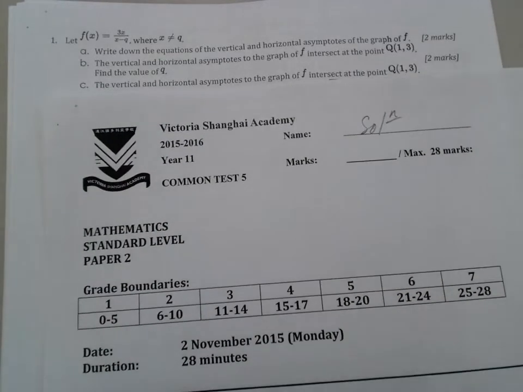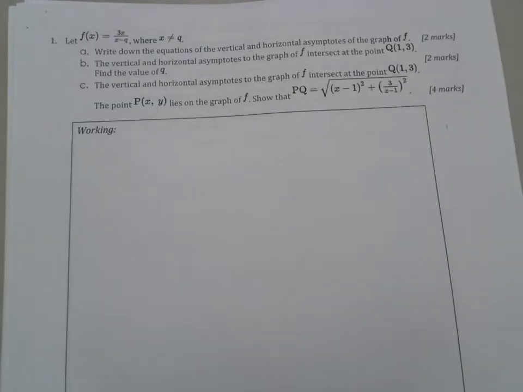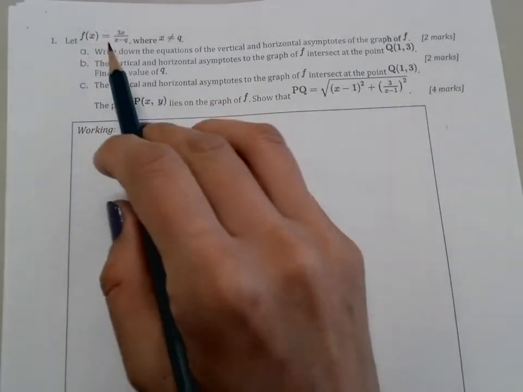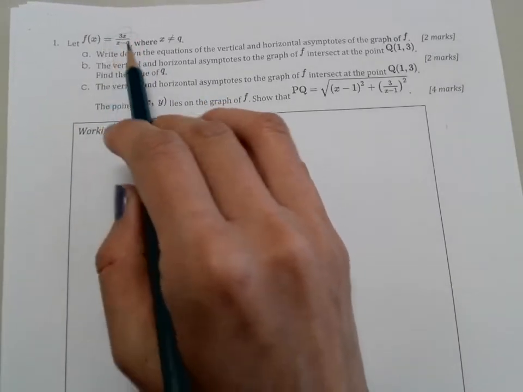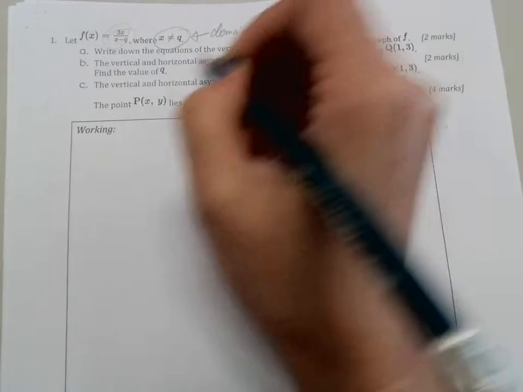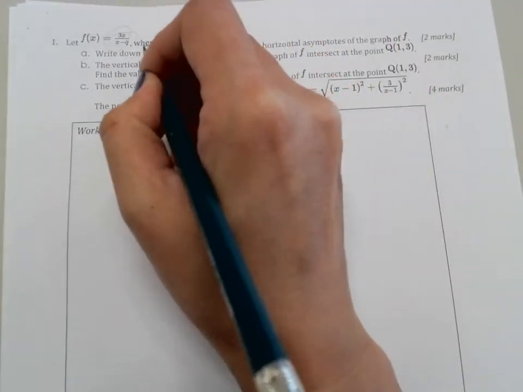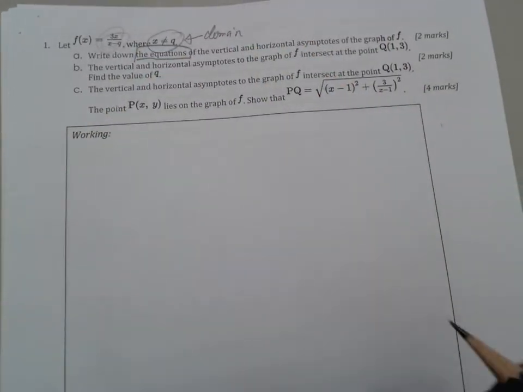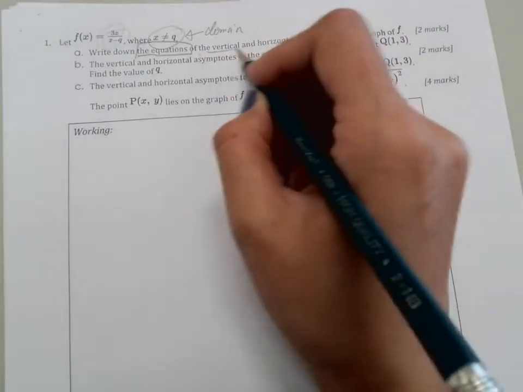Alright, common test 5. Let's go through the solution now. Alright, number 1. Let the function be here and this is the domain. So write down the equation. Students, please do remember that you need an equation of the vertical and horizontal asymptote.